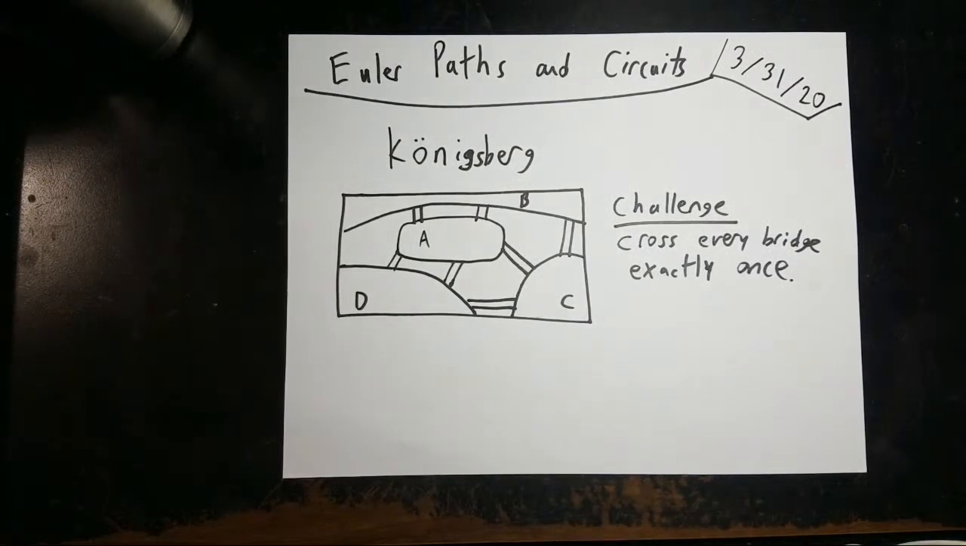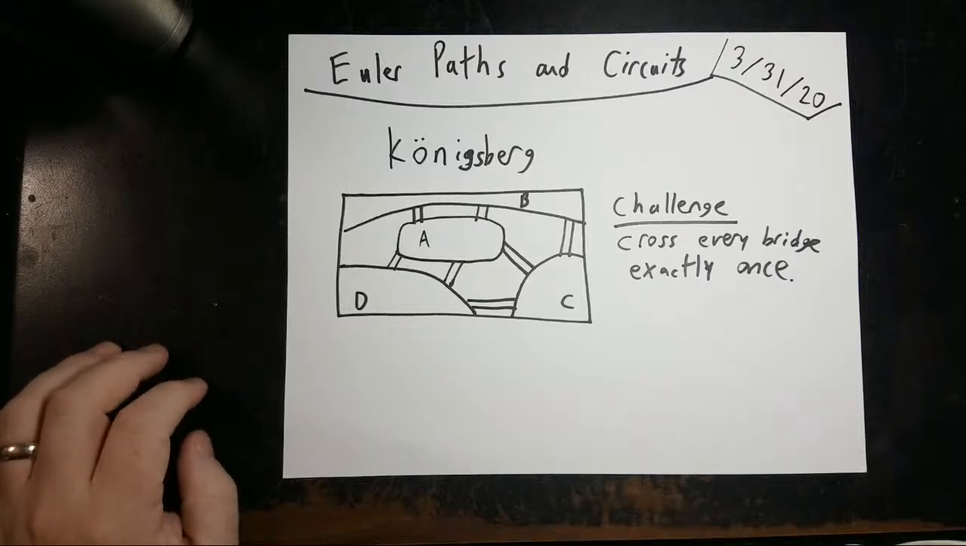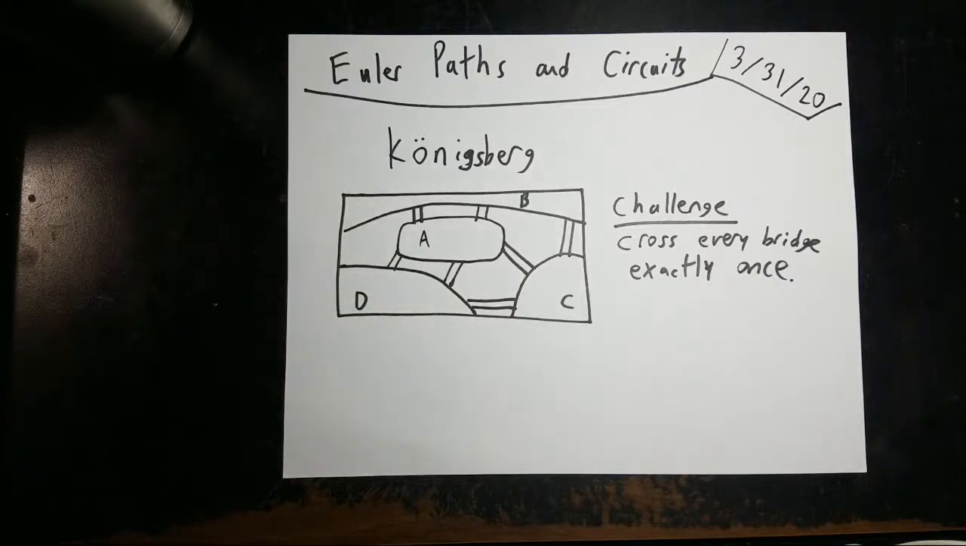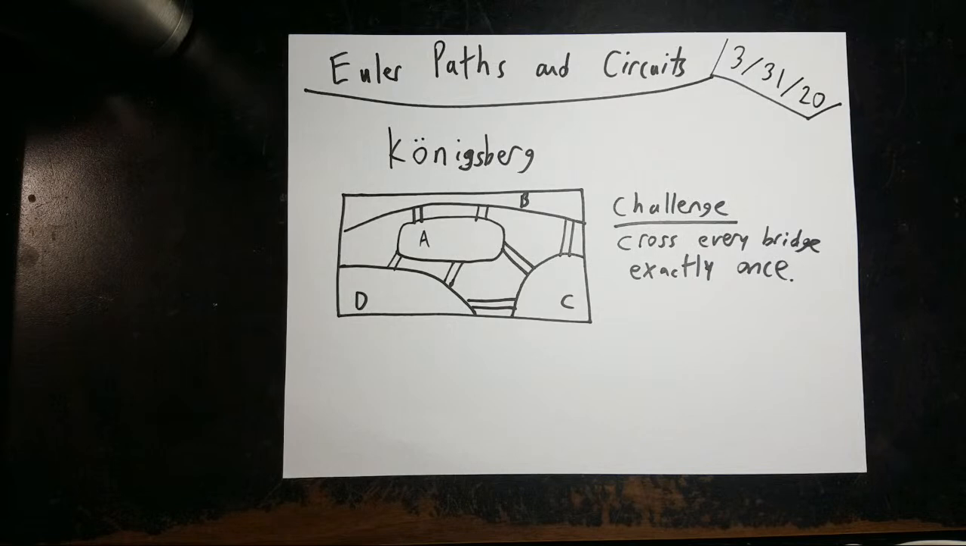But he visited Königsberg and they challenged him. And he realized, based on the description and the maps that he saw, there was no possible way to do it. So he decided to go about describing this mathematically.